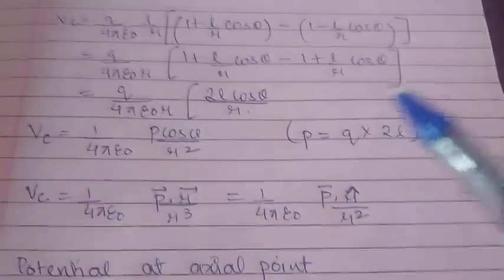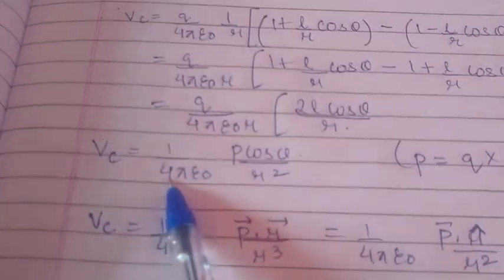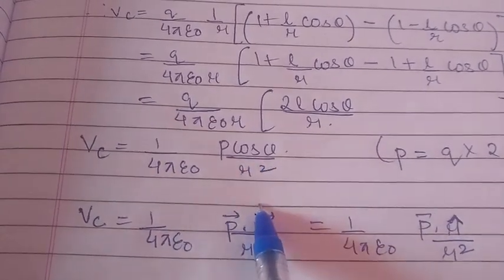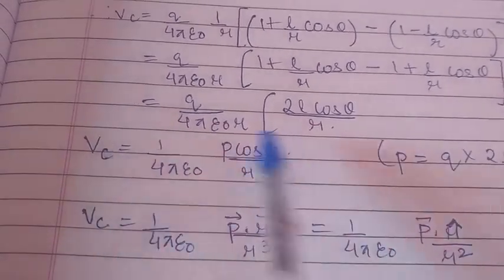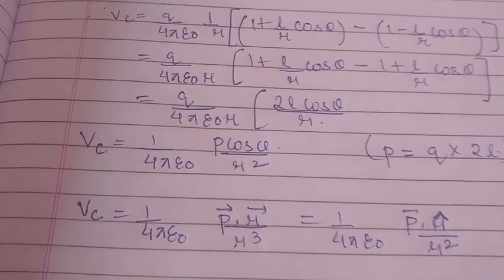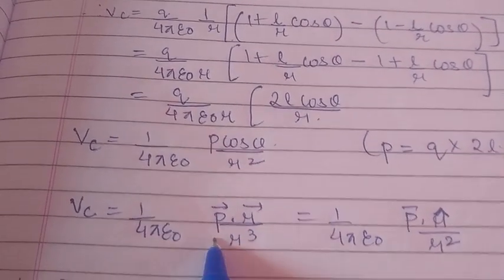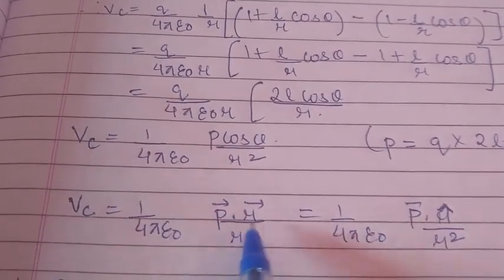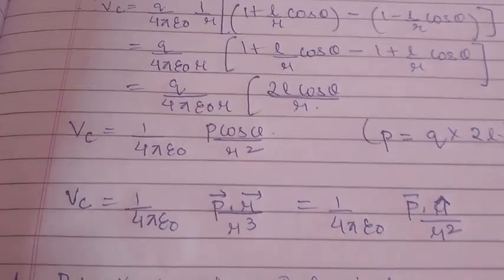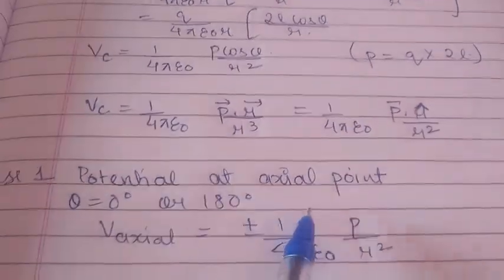As you know, the dipole moment is q into 2L. So you will get the potential at C as 1 upon 4 pi epsilon naught, p cos theta by r square. This is the potential due to a dipole at point C. In vector form, you can write this equation as 1 upon 4 pi epsilon naught, p dot r by r cube.